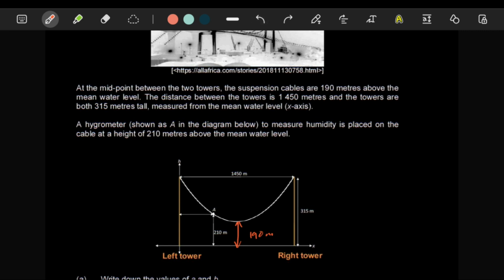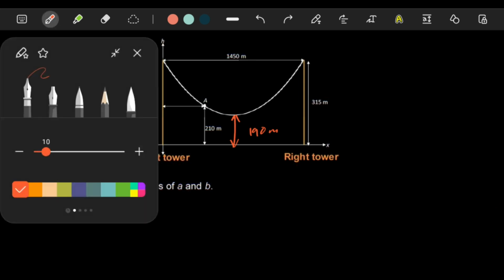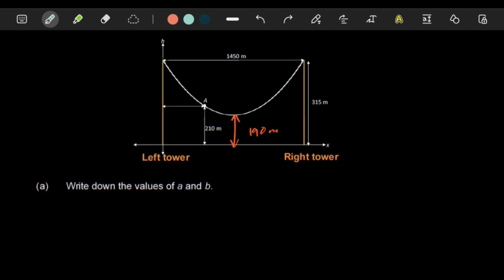And then they said a hydrometer, shown as A in the diagram below. Okay, there's a hydrometer here to measure the humidity. And then they said it is placed on the cable at a height of 210 meters above the mean water level. Okay, fine. All we can do is to focus on how this is just a parabola. The rest is just, honestly speaking, pure nonsense.